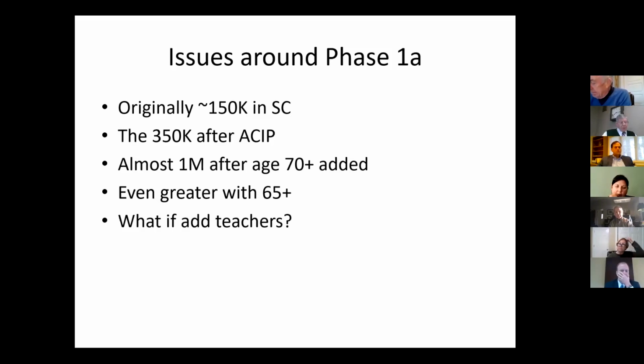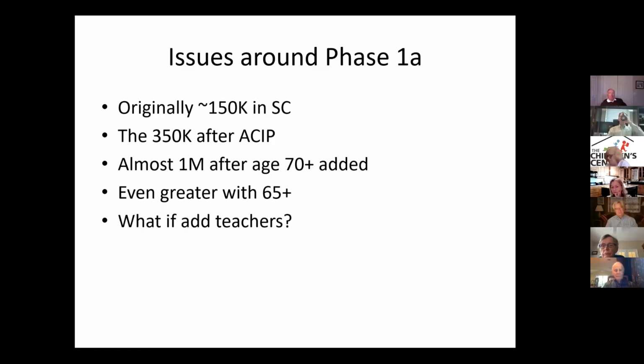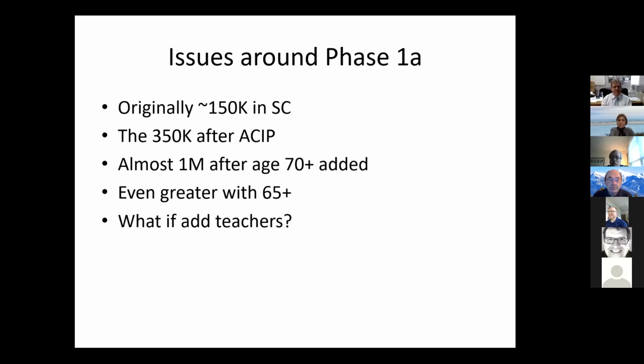If we had stayed with that plan, we would have been out of 1A weeks ago. But then ACIP, that advisory committee, met in December, and they said, we recommend that all workers in healthcare settings be vaccinated. And so we went with that plan, and that increased it to 350,000 people. But even still, we've administered already more than 350,000 doses of vaccine in South Carolina. We would have been through phase 1A by now. When age 70 plus was added, that meant our phase 1A was about 1 million people.